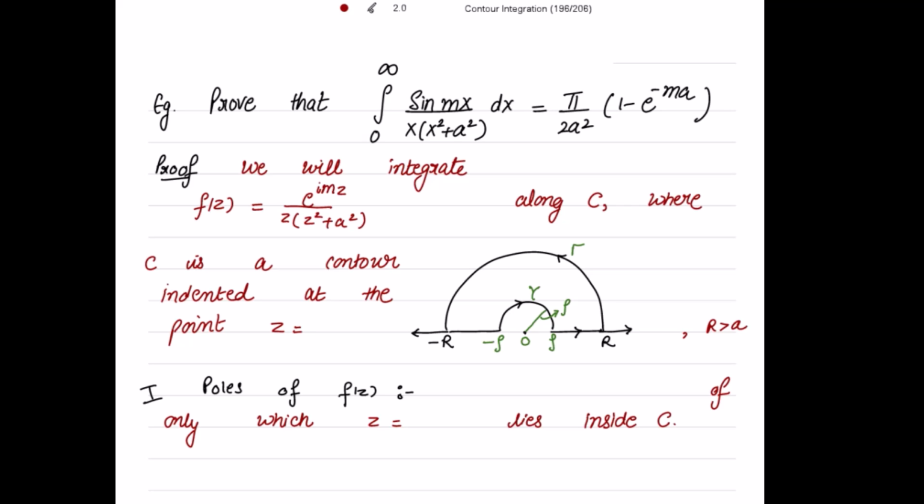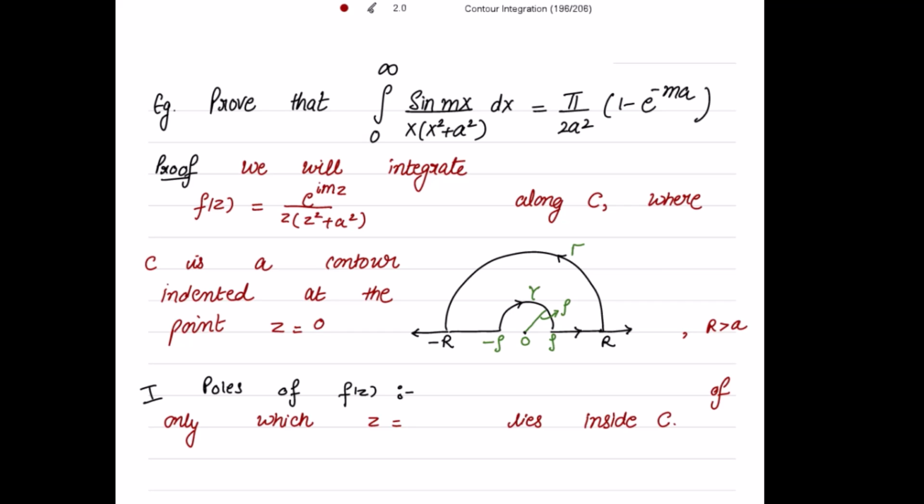Now here, if you take the denominator equal to 0, you will get z equal to 0 and plus minus a iota. Please remember, we have to indent the contour at the points that are present on the real axis. जो points real axis के ऊपर present होंगे उन्हीं के ऊपर indent आएगा, और real axis के ऊपर z equal to 0 हमारे पास यहाँ पर point है.